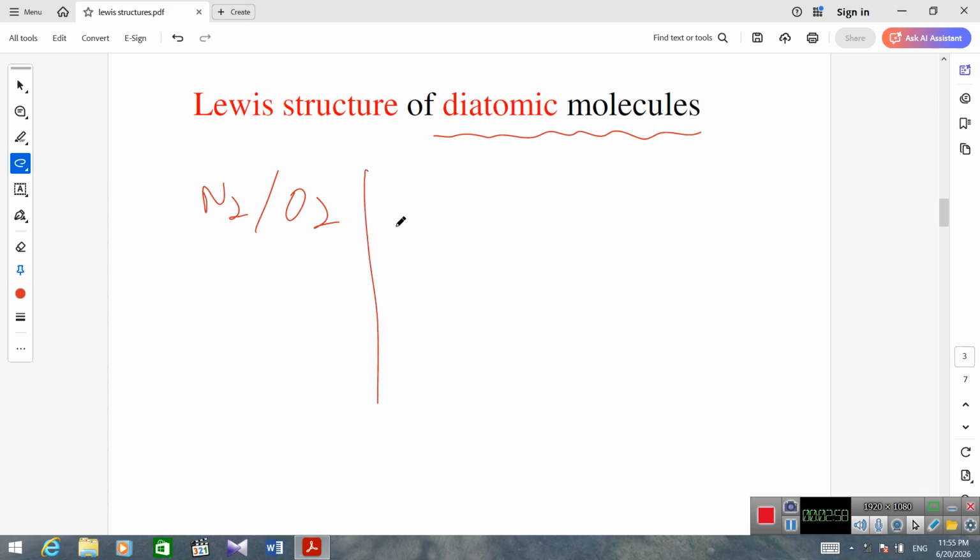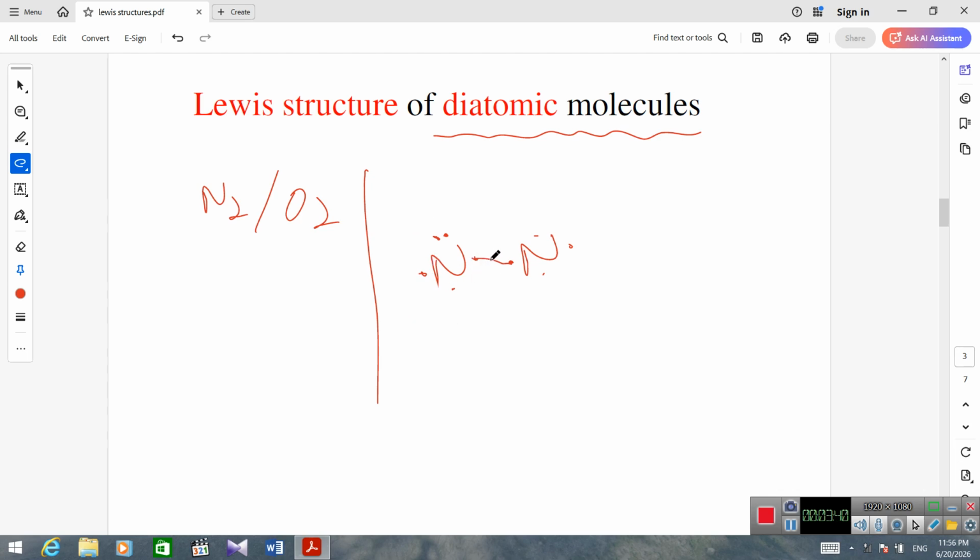For example, nitrogen gas and oxygen gas. The Lewis structure of N2: nitrogen is from group 15 or 5A. It has 5 electrons. As you can see, we must place electrons as singlets, and then we can pair the electrons, and totally the nitrogen has 3 singlet electrons and 1 pair of electrons. Similarly, another nitrogen, and we connect and form a single covalent bond.